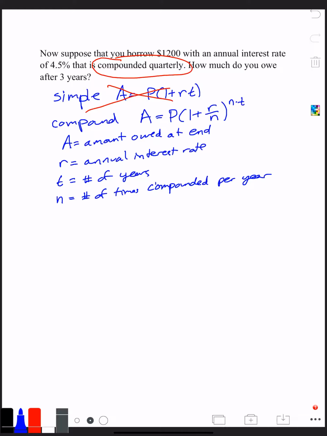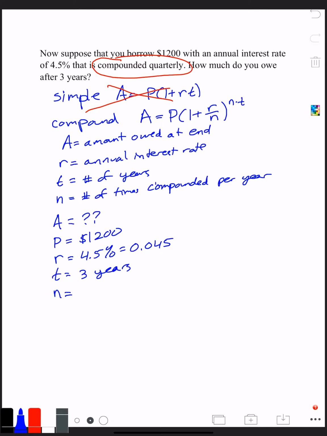So for this particular problem, we see that the amount owed is what we're trying to find. We know the principal amount is $1,200. We know the annual rate is 4.5%, which in decimal format is 0.045. We know the number of years is 3 years. And for N, we want to know how many times it compounds in 1 year. They don't actually say N equals something in the problem, but compounded quarterly means it's 4 times a year, so N is 4 here.